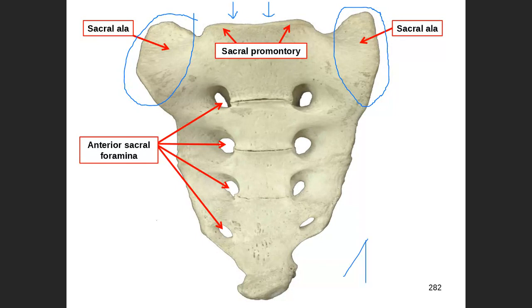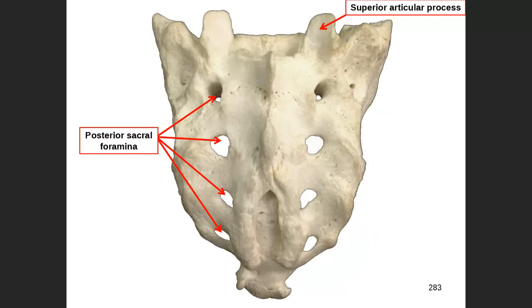Now this is an anterior view of the sacrum. So these foramina here are referred to as the anterior sacral foramina. Now, if we flip the sacrum around and look at it from the backside, then those same foramina from the backside are referred to as the posterior sacral foramina. We're just looking at it from the back.